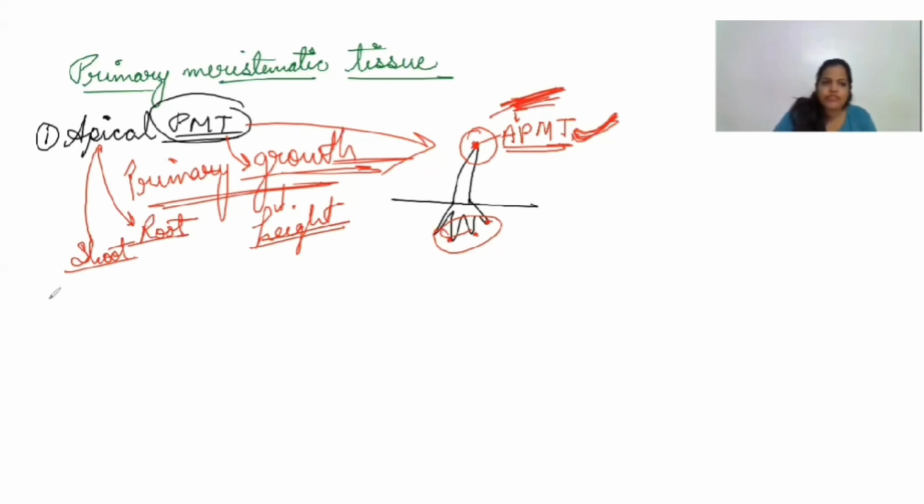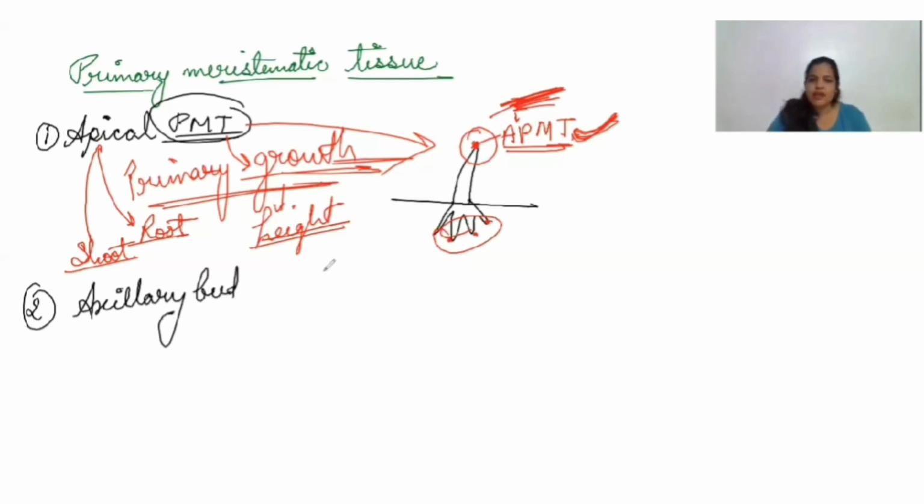The second type of primary meristematic tissue we have is the axillary bud. Okay, what is this axillary bud? I'll not draw in the same figure because it's already so much hodgepodge. I'll just draw it separately. This is the shoot, let's say. Clear? Now, let me draw it a bit smaller because I have to grow it later on.